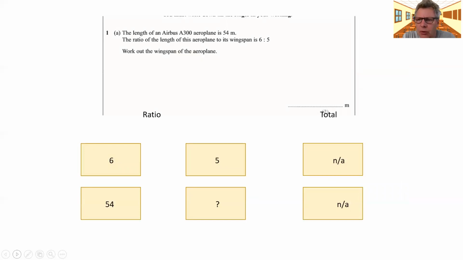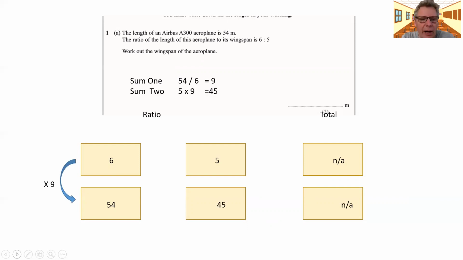Let's look at some typical questions now. Here we have the Airbus question, where we know how long the length is, and we're told the ratio of length to wingspan is 6 to 5. So we write down 6 to 5, and then we have a little look at the question and go to 54. Does that belong to the length or the wingspan? It belongs to the length, so it goes with the 6. So we put it underneath.